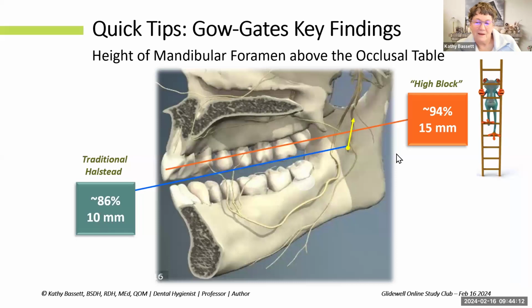The traditional IA nerve blocks are taught with needle insertions that are approximately 10 millimeters above the mandibular occlusal table. But in the Gow-Gates research, they demonstrated that 94% of the time, that foramen is actually 15 millimeters higher. And so even that shift of 5 millimeters could allow you to capture 8% of your missed blocks with a shift of only 5 millimeters. And I think that's actually pretty cool. And again, in 94% of the population, those foramen are found higher.